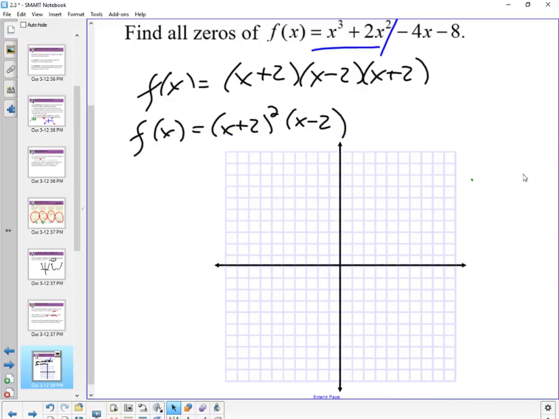Alright. So let me ask you some questions real quick. What does the end behavior on this thing look like? Can you show me with your hands?